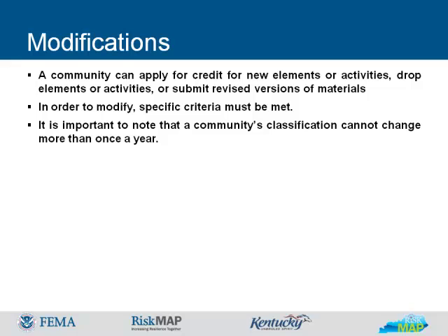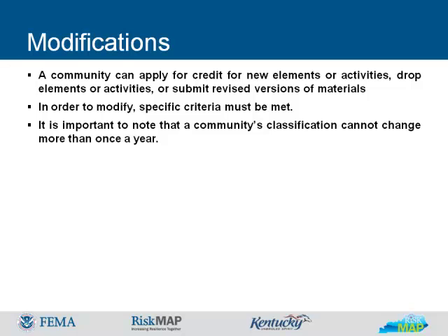The following provisions apply to modification. A cover letter and the documentation needed for the credit are submitted to the ISO CRS Specialist. The community must use the credit criteria of the Coordinator's Manual in effect at the time the modification is submitted. A community's CRS classification cannot change more than once a year. Therefore, only one modification can be processed over a 12-month period. The community must also have submitted a recertification by the previous October 1st.